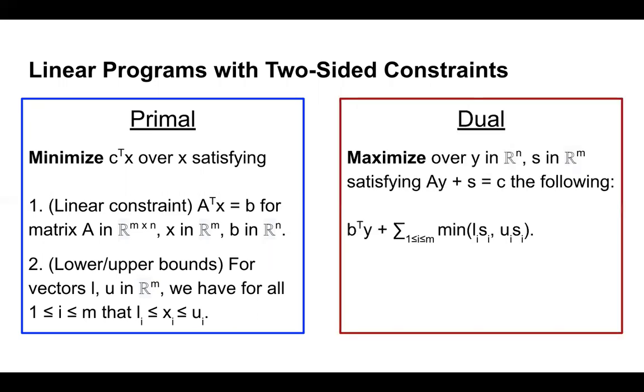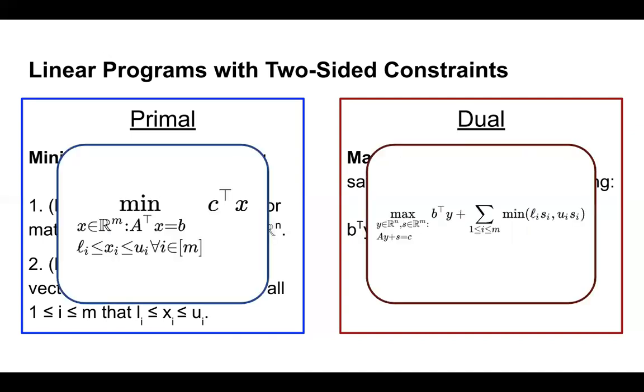The dual form of this problem is instead to maximize over vectors y in R^n and s in R^m that satisfy Ay plus s equals c, where here A is the same matrix as in the primal form, and c is the same as the cost vector in the primal form. The following quantity: b transpose y plus the sum over all i of min of l_i s_i and u_i s_i. I'll get into some intuition on what this min term corresponds to. Algebraically, these are the following forms, just written more compactly.